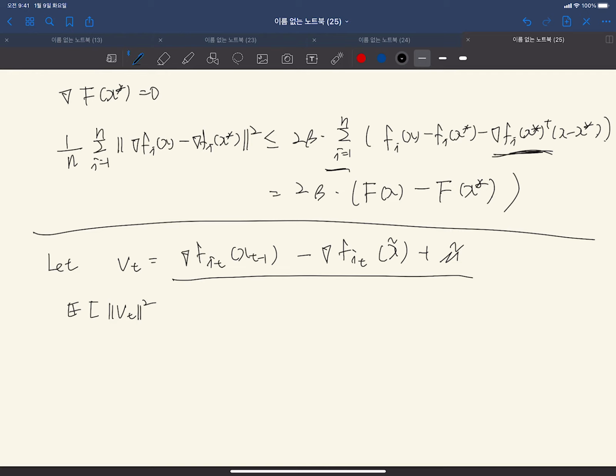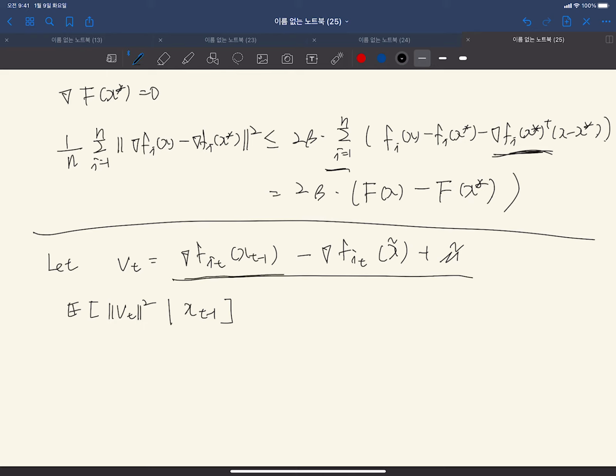Essentially, the expectation of the norm of Vt square is a very nice upper bounding value of the variance of Vt, because the expectation of the square is always greater than or equal to the variance of the random variable. Okay, and for a given value xt minus 1.